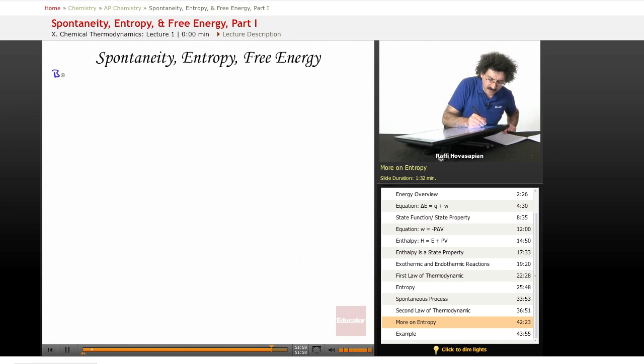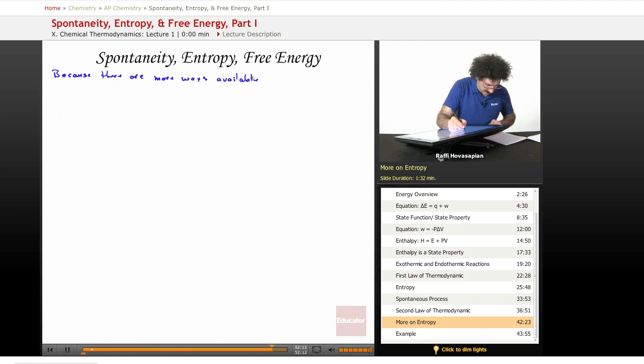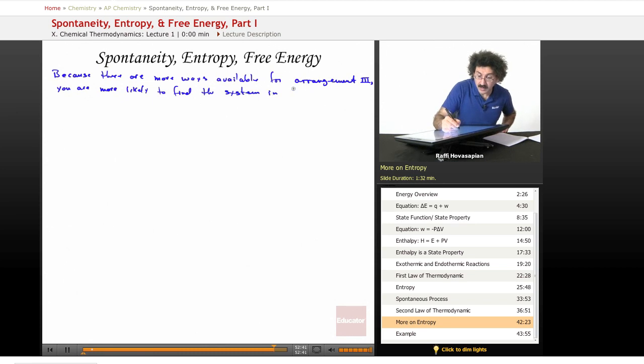So, final words here. Because there are more ways available for arrangement 3, you are more likely to find the system in arrangement 3. That's it. That's all that's going on.